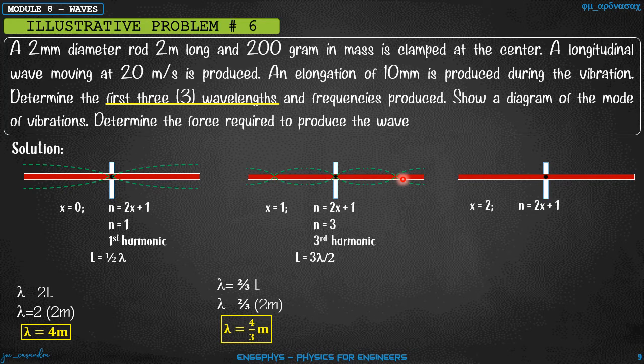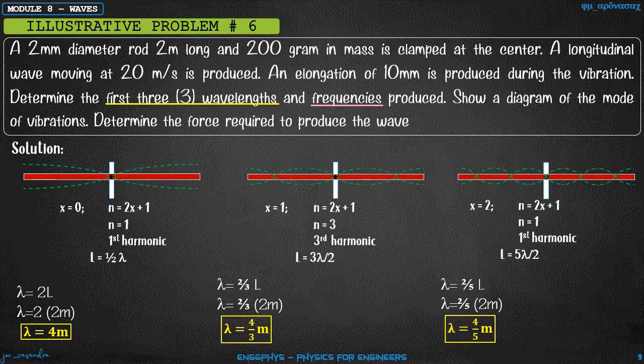So we'll have x equal to 2, your second overtone. We follow the equation n is equal to 2x plus 1. So we're going to have n equal to 5, which is now our fifth harmonic. So if we're going to draw our wave pattern, I should have 5 segments, so I will have 1, 2, 3, 4, 5. For our length, that will be equal to 5 wavelengths divided by 2, or the wavelength is equal to 2 divided by 5 times L, or 4 divided by 5 meters. So we have solved for the wavelengths already.